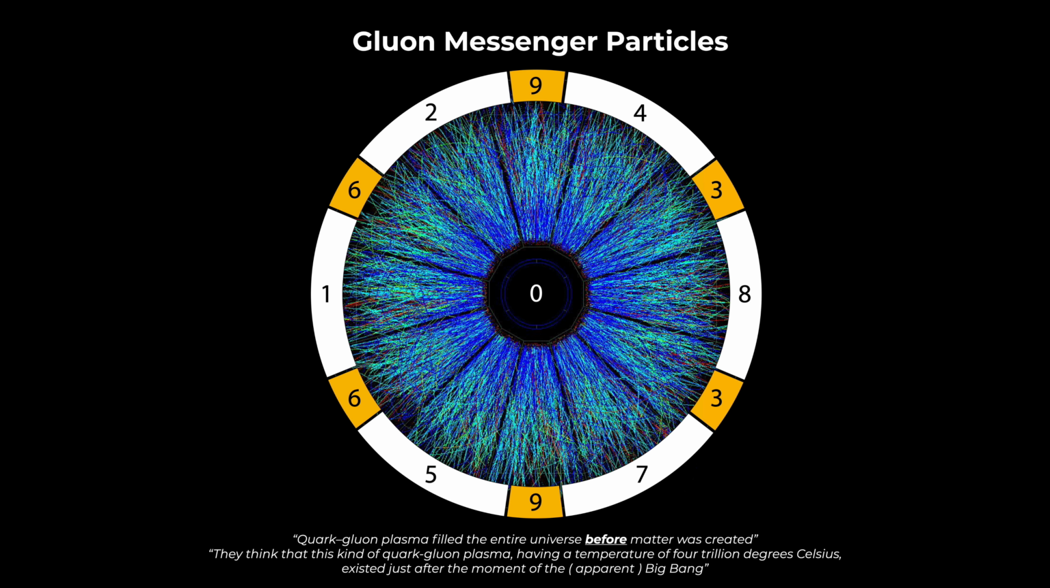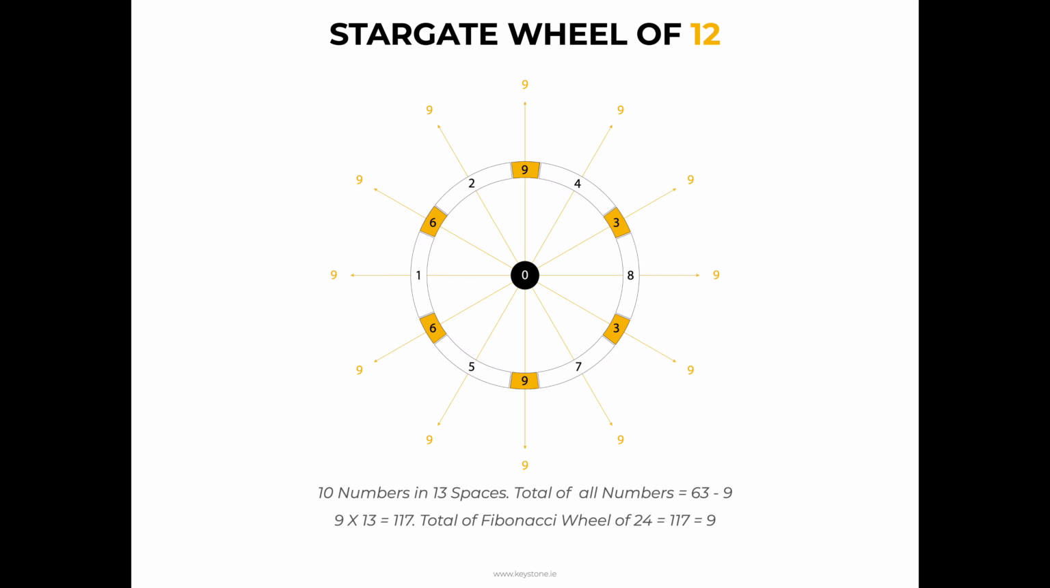Numbers are particles. Now, returning to the Stargate Wheel of 12, we've got 10 numbers in 13 spaces: the Wheel of 12 and the 0 itself. The total of all numbers is 63, which returns to 9. And interestingly, 9 times 13 gives us 117, which is the total of the Fibonacci Wheel of 24 and all of those gold and white wheels of 24 we saw earlier.